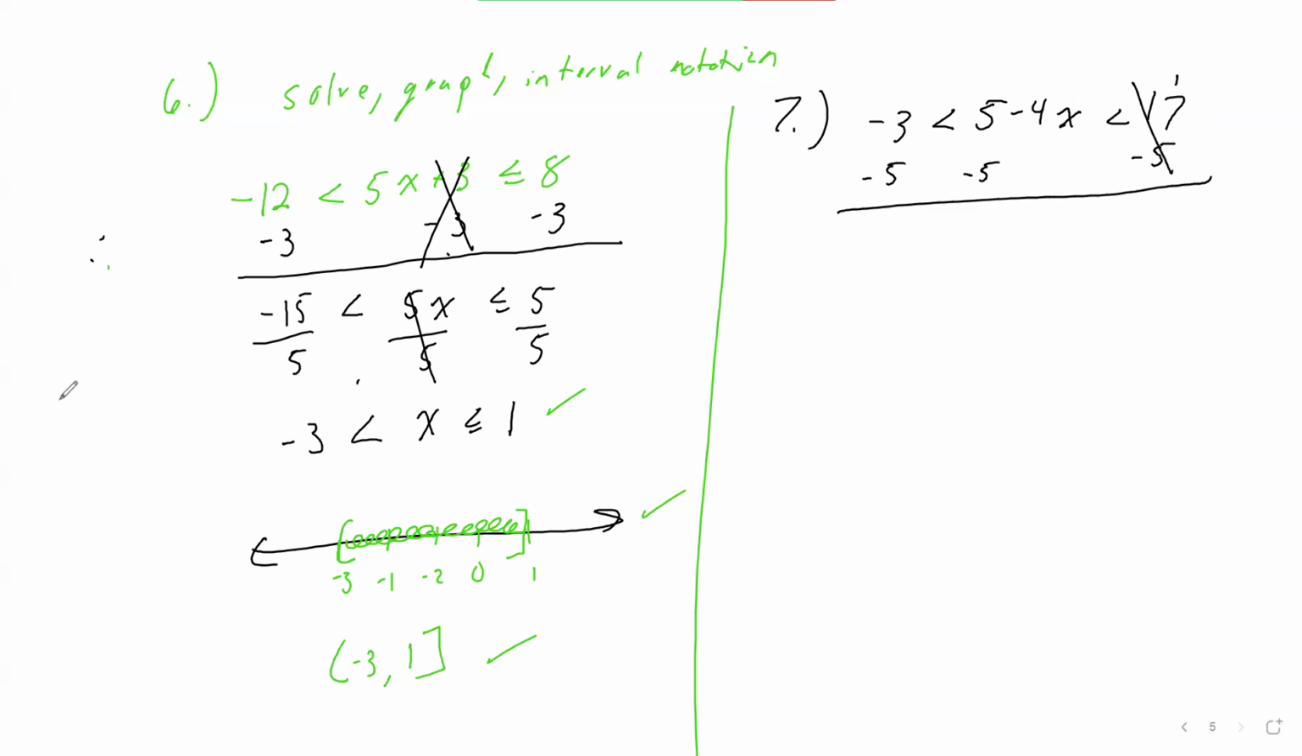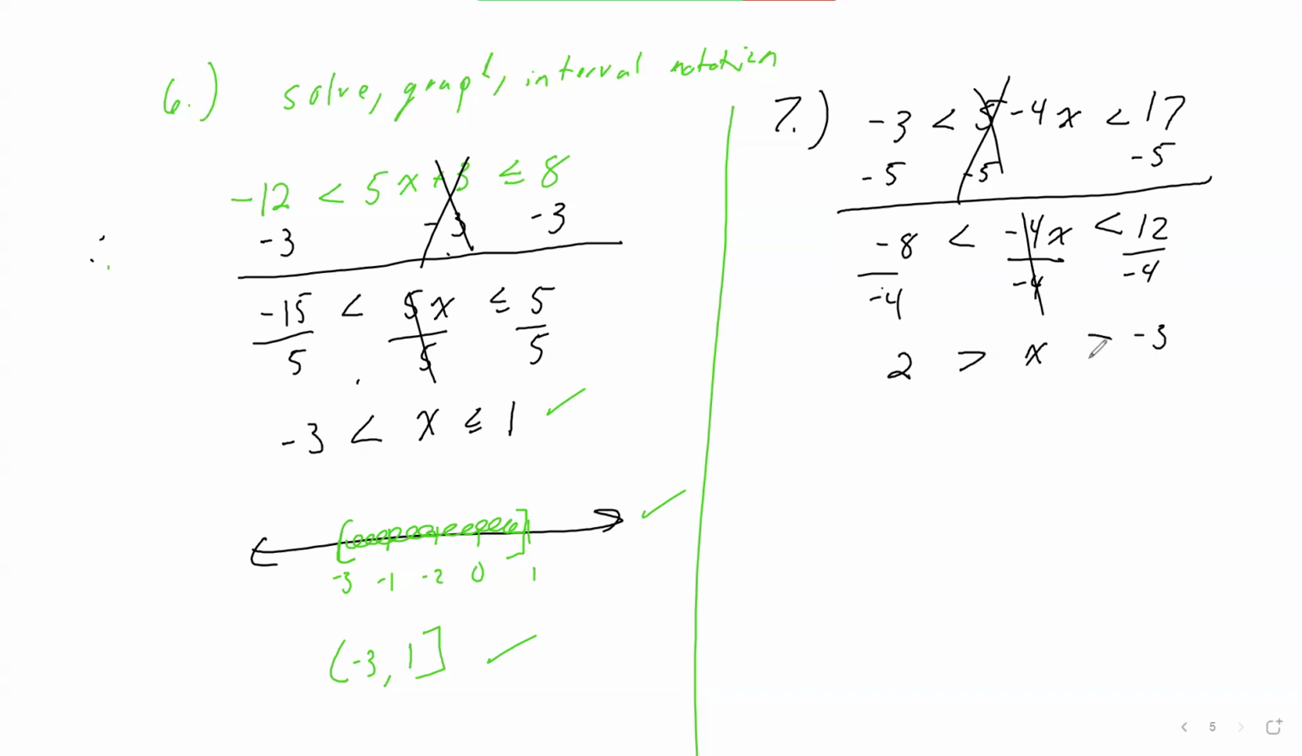Oh, got ahead of myself. So this would be 12. This would go away, and I'm left with negative 4x. And then this is negative 8. Then I'm going to divide by negative 4. So 12 divided by negative 4 is negative 3. This goes away and it's just an x. And negative 8 divided by negative 4 is positive 2. But I'm dividing by a negative, so I must flip the inequality.